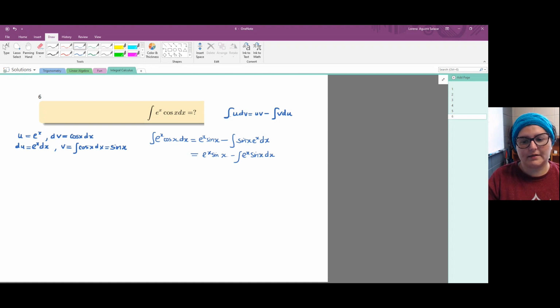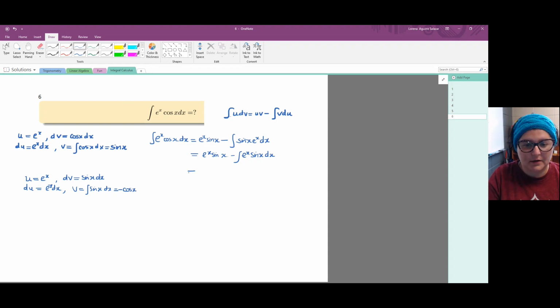And at this point, we realize that the integral of e to the x sine of x dx doesn't look harder or easier than the integral of e to the x cosine of x. So we say, okay, let's try to integrate by parts again. Let's choose u as e to the x, and this time dv is sine of x dx. Then du is e to the x dx as before, while v is the integral of sine of x dx, and that's negative cosine plus a constant we ignore.